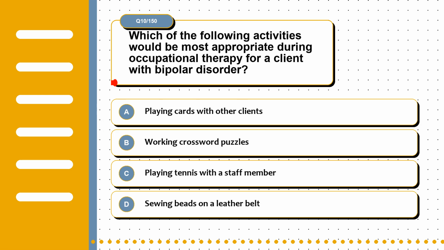Question 10. Which of the following activities would be most appropriate during occupational therapy for a client with bipolar disorder? Here are the options. Option A. Playing cards with other clients. Option B. Working crossword puzzles. Option C. Playing tennis with a staff member. Option D. Sewing beads on a leather belt.